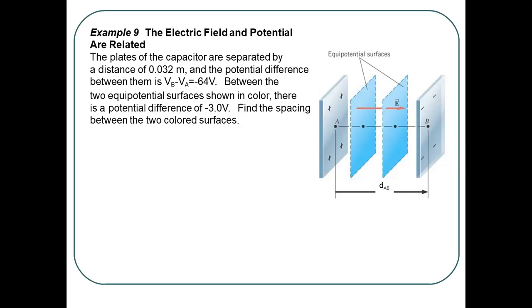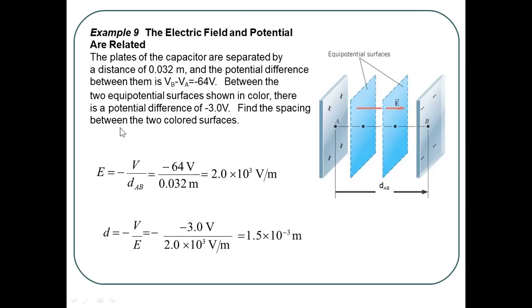Between the two equipotential surfaces shown in color, there is a potential difference of negative 3.0 volts. Find the spacing between the two colored surfaces. To solve, we are given the voltage as negative 64 volts, and the distance AB as 0.032 meters. If we determine now the electric field between the plates, this gives us 2 times 10 raised to 3 volts per meter.